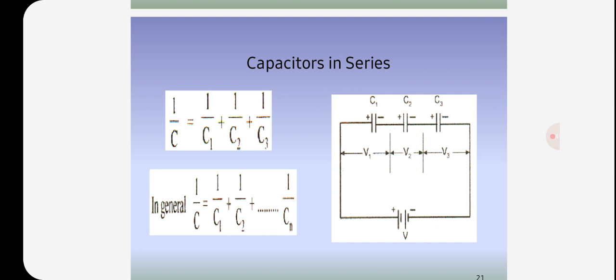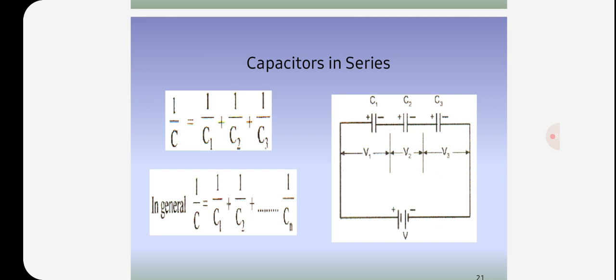Thus, when a number of capacitances are connected in series, the reciprocal of the equivalent capacitance is equal to the sum of the reciprocals of the individual capacitances connected in series. In general, if n capacitors are connected in series, then 1 by C equivalent is equal to 1 by C1 plus 1 by C2 plus 1 by C3 and so on up to 1 by Cn, that is equal to the sum from i equals 1 to n of 1 by Ci.